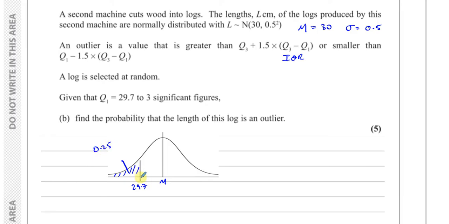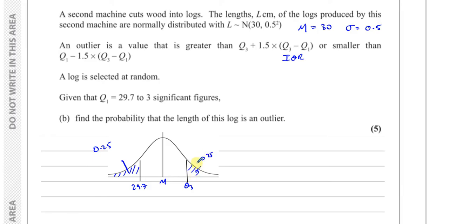And the upper quartile is such that the area to the right of it is 0.25, because it's bigger than 3/4 of the data values. So therefore, 25% of the data is greater than it. So you can say that the upper quartile would be over here. This is Q3, and this would be 0.25.